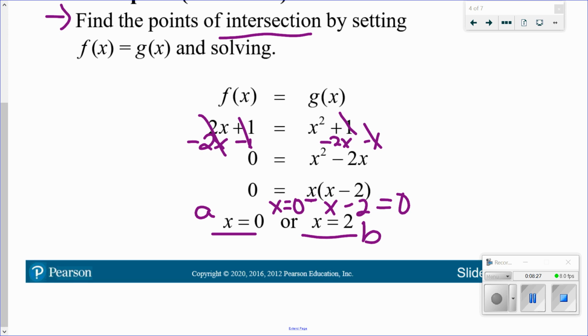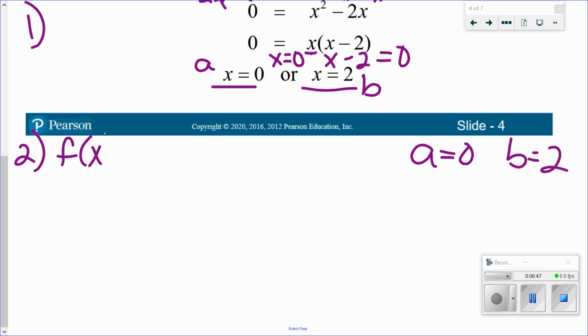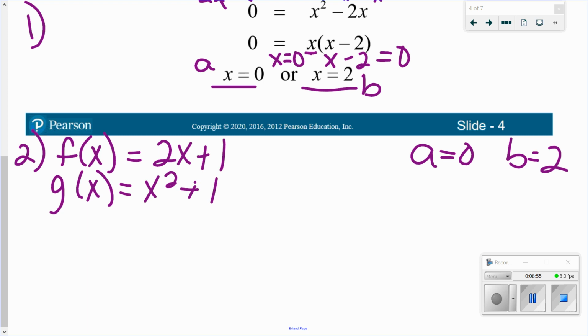The next step is to figure out which one's on top. That was step 1, finding where they intersect. Step 2 is to determine which one is on top. So we said that a was 0 and b was 2. In order, f of x is 2x plus 1, and g of x is x squared plus 1. In order to figure that out, I have to pick a number inside this interval. And sometimes the number might not be a whole number. That's okay. Decimals are numbers too.